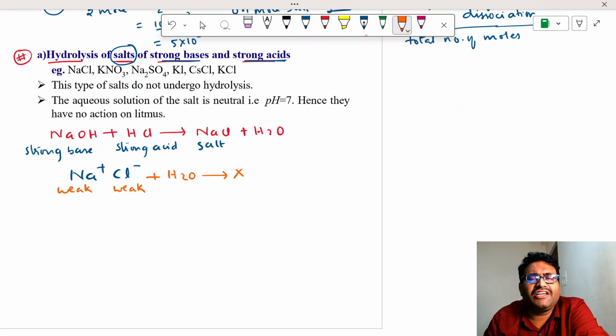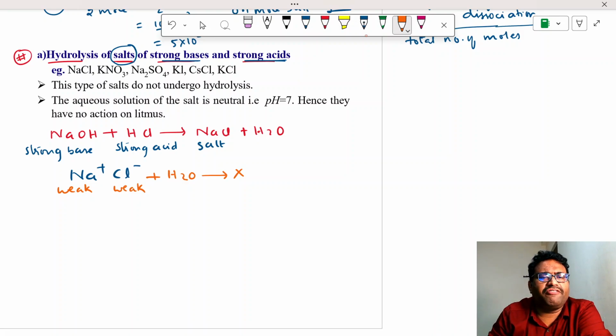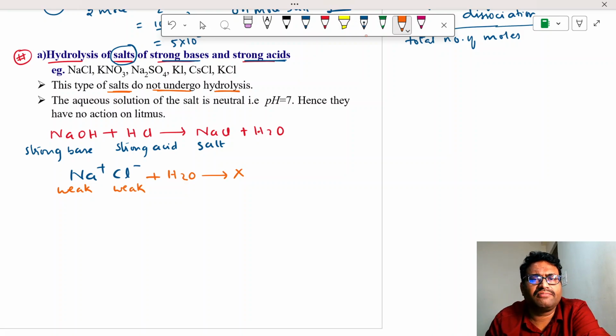So what did you understand? If the salt is formed from a strong acid and a strong base and you dissolve it in water, the solution will be neutral and the pH will be 7. Simple thing. Understood? So this type of salt does not undergo hydrolysis. The aqueous solution of this salt is neutral and the pH is equal to 7. So the first point to remember: if the salt is from a strong acid and a strong base, its aqueous solution will be neutral.